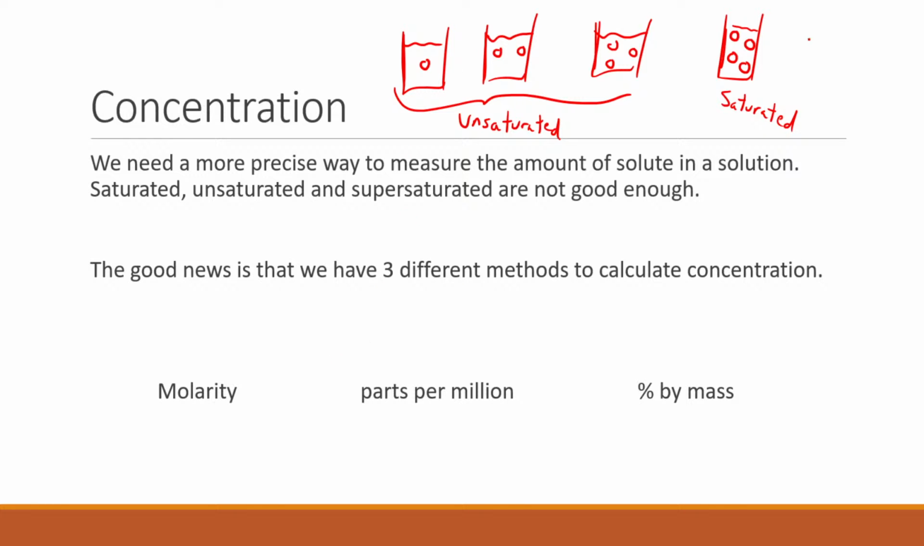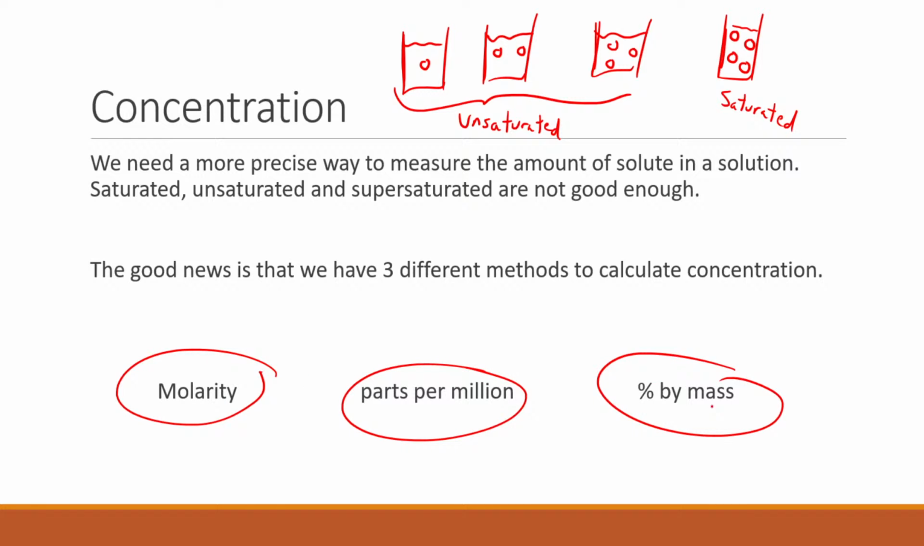And so, depending on the situation, we have 3 different calculations we can do to assign numerical values to these solutions, to give them more specific names. Instead of just saying an unsaturated solution, we can say it's a 1 molar unsaturated solution or a 2 molar unsaturated solution, just to zoom in and identify and differentiate between these 3 different unsaturated solutions. And we're going to take a look at each of these things in turn.